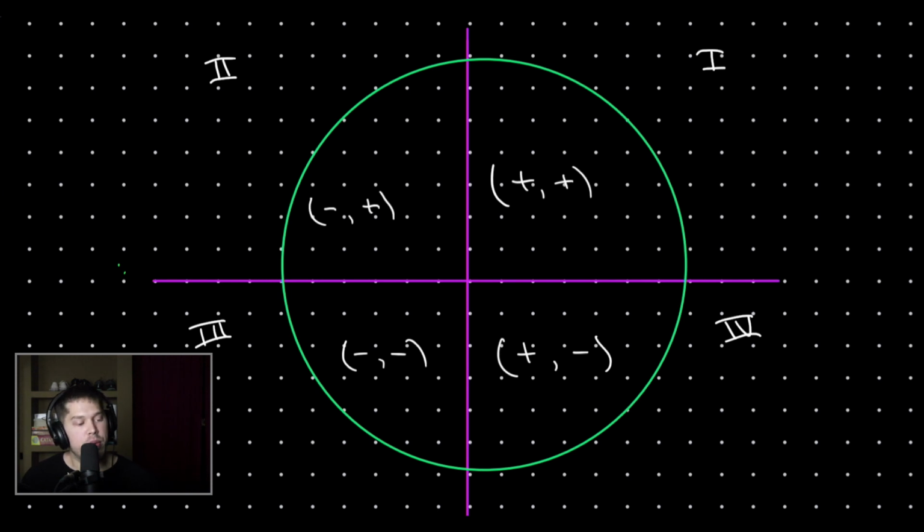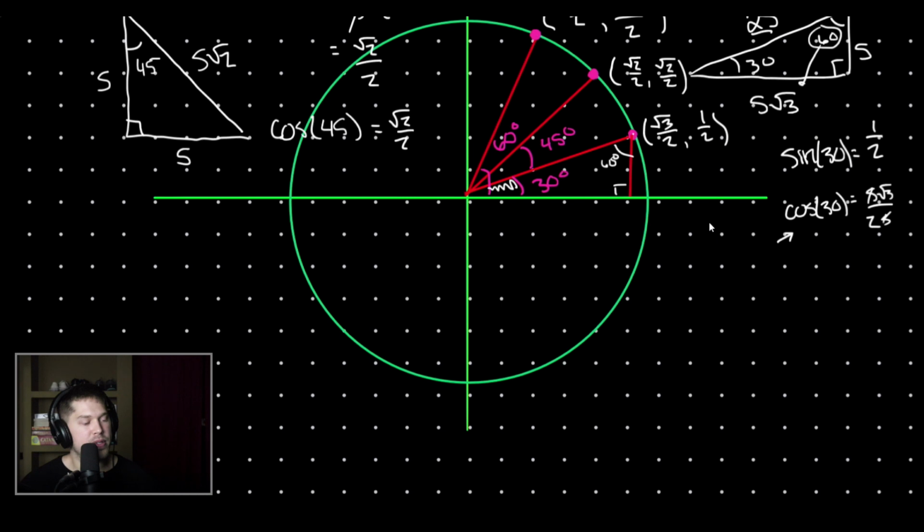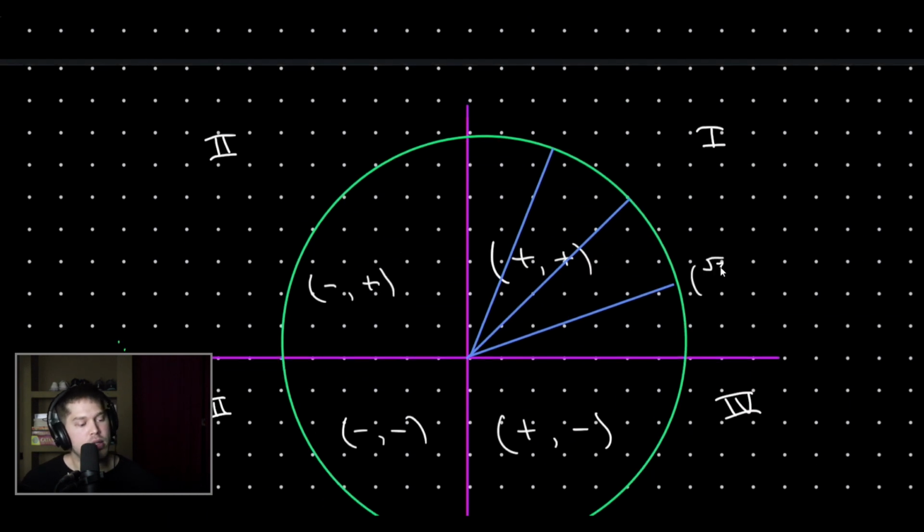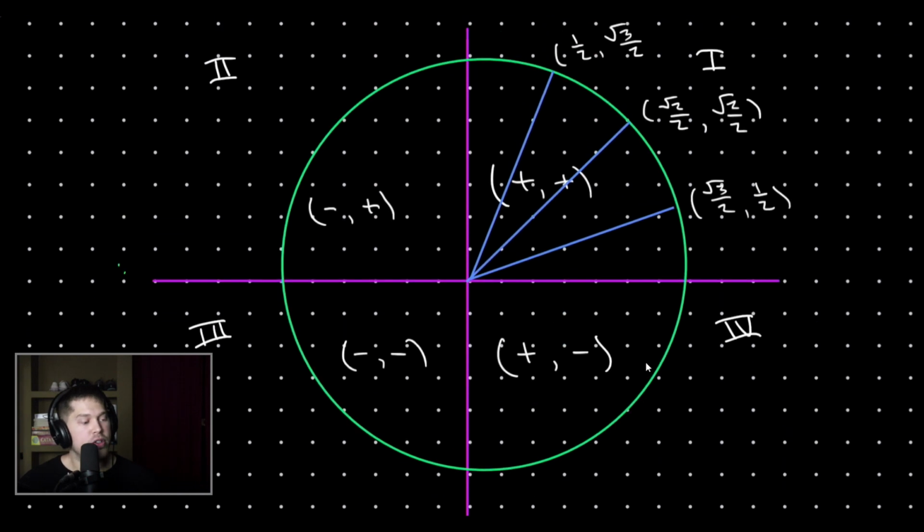Okay, let's not forget what we just learned. We just found 30, 45, and 60 degrees. So what were these positions? Well, 30 degrees here. Let's scroll up. Don't want to make a mistake. It was root 3 over 2 and 1/2. 45 degrees was root 2 over 2 and root 2 over 2. And 60 degrees was 1/2 and root 3 over 2. Now notice these are all positive.